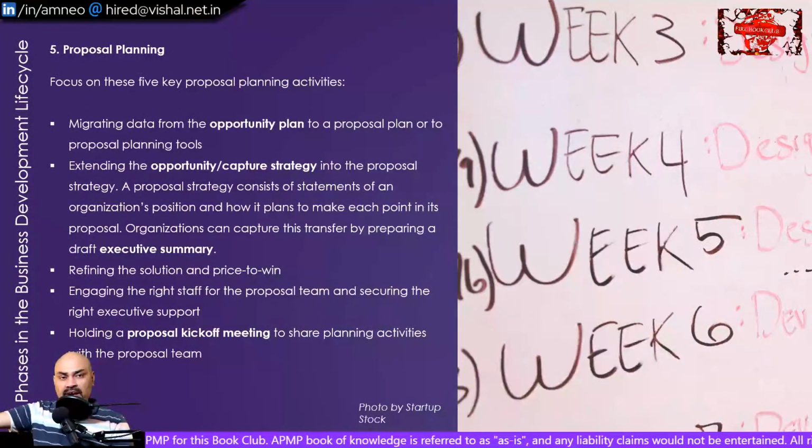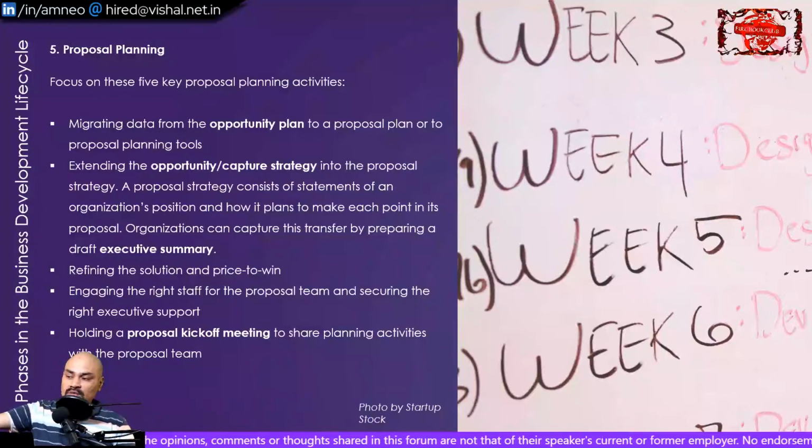Then you need to start breaking down your proposal. Now your organization has made a decision that we are going ahead, we will be bidding for this project or the solution. You get all your information from your opportunity planning phase, bring it with you, and you start preparing your draft by preparing an executive summary. You will get one of these questions usually in your exam: when should one start drafting an executive summary? Proposal planning is when you should start drafting your executive summary.